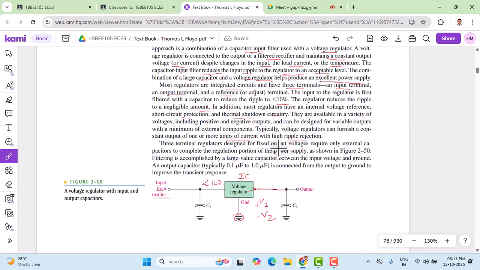Three-terminal regulators designed for fixed output voltages require only an external capacitor to complete the regulation portion of the power supply, which is shown in the next part of the circuit. Filtering is accomplished by a large value capacitor between the input voltage and the ground. An input capacitor, typically 0.1 microfarad or 1 microfarad, is connected from the circuit output to the ground to improve the transient response. That is shown in the next part of the circuit.